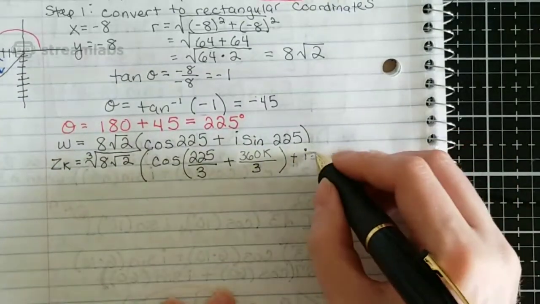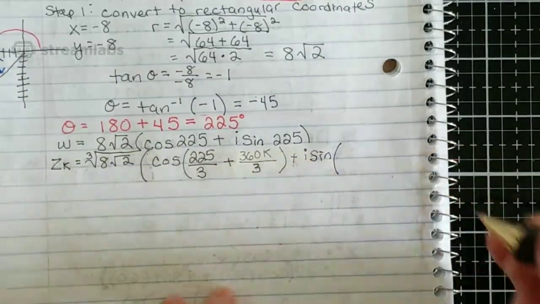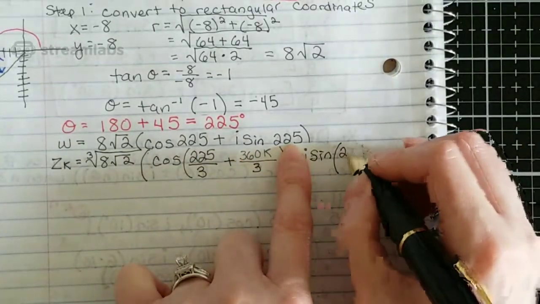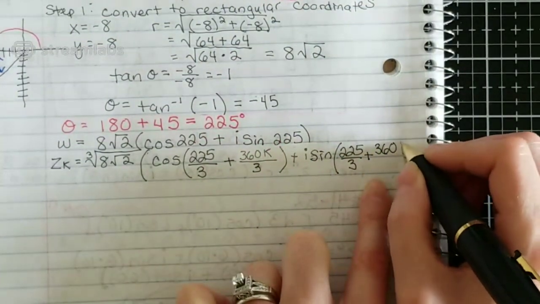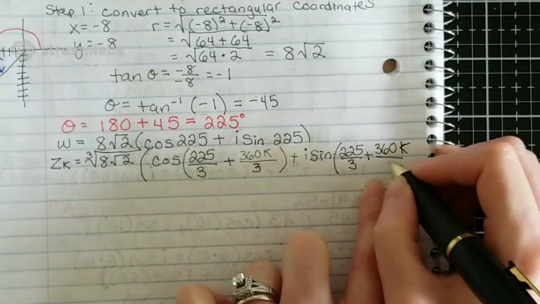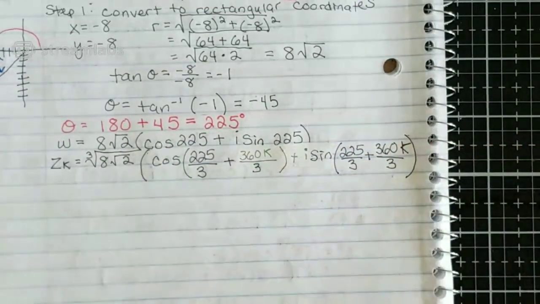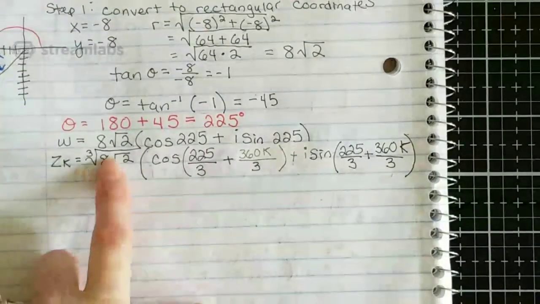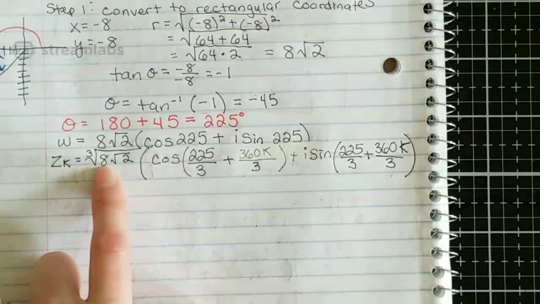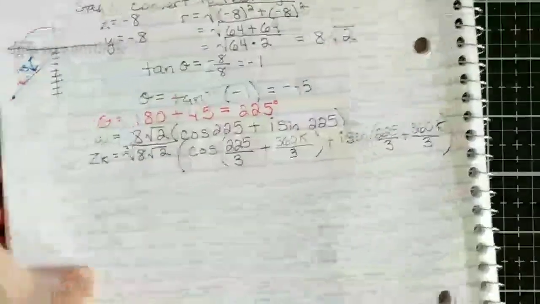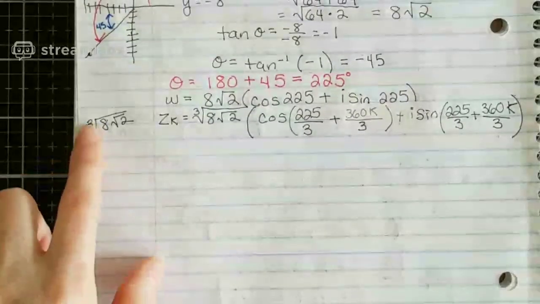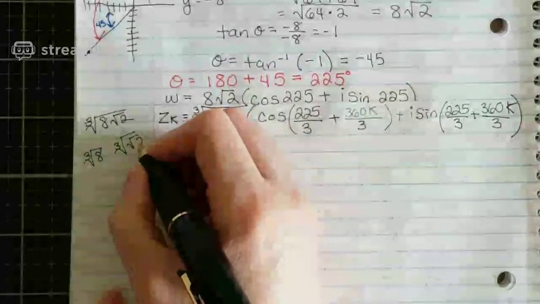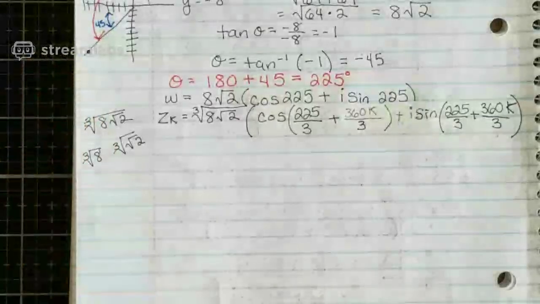Plus, now we can do the I sine. I sine, our theta is 225, 360. So this is 360k divided by 3. Start with this over here, because that is just really, really nasty. Of 8. What I'm going to do is I'm going to take this cube root of 8 and the cube root of the square root of 2. Okay, so this is now 2 completely separate things, kind of.